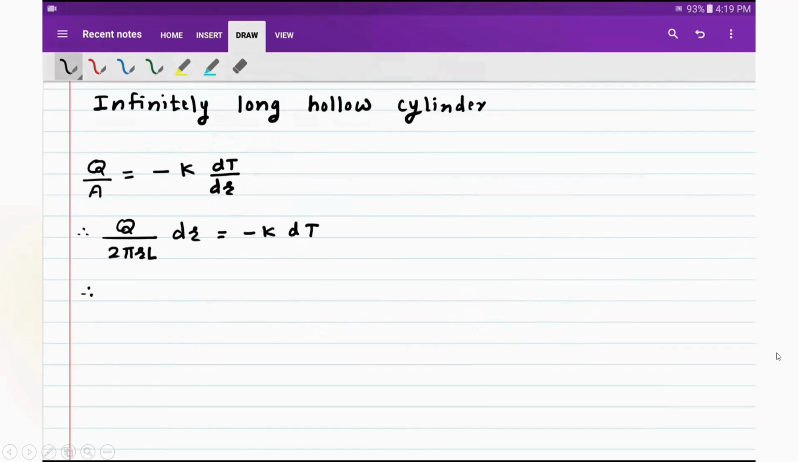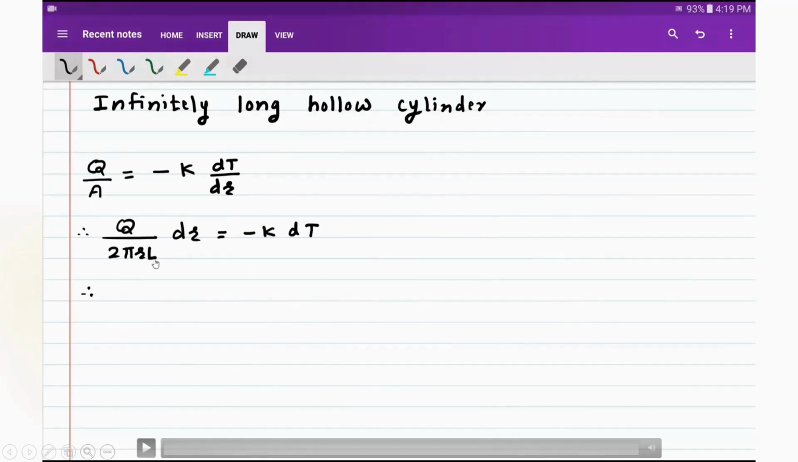Now another application of Fourier's law is to the infinitely long hollow cylinder. Here area is perimeter into length. Perimeter is 2 pi r multiplied by length, and then cross multiply by this dr on this side. Now here the variable is r, that is the radial direction, that is the radius, instead of x. So we can say that Q upon 2 pi L as it is, dr upon r will be equal to minus k dT. So variables are now separated.